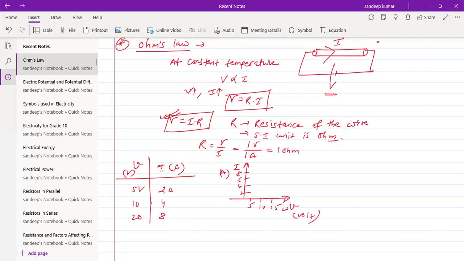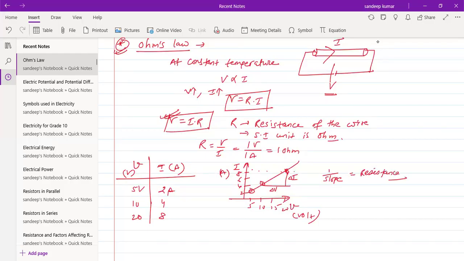For 5 volt, how much is the reading? 2 ampere. For 10 volt, 4 ampere. For 20 volt, it is 8 ampere. You see from here, the graph will be a straight line. So this is Ohm's law and its graph. See the slope: this is the reading of delta V, change in voltage, and change in current. So 1 by slope will give you the resistance from this graph.